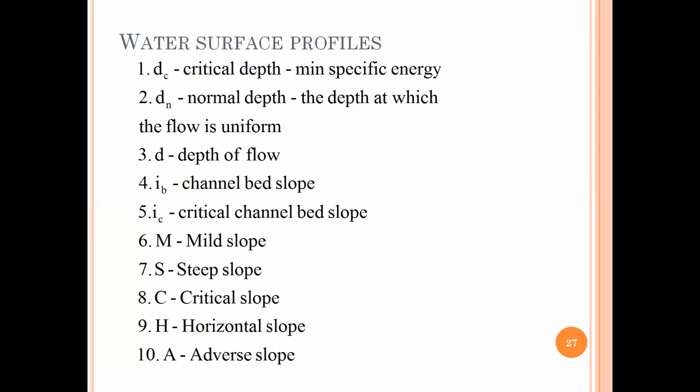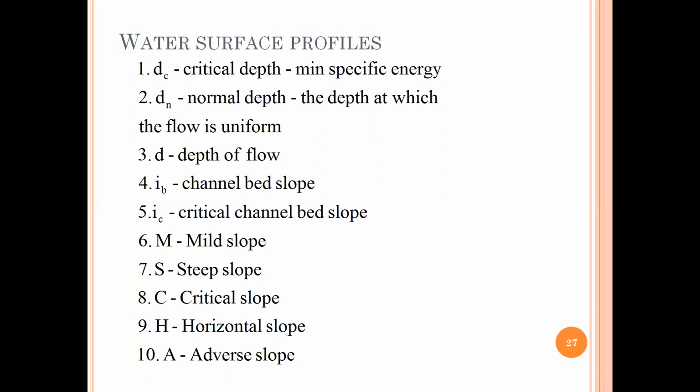The third one is the depth of flow. It is a variable here. Based on the depth of flow only, we are going to draw the different types of profile. The fourth one is the channel bed slope, that is IB. Channel bed slope is also a variable here. And the next term is the critical channel bed slope. For a given discharge, to achieve critical depth, I can have a particular slope, and that slope is called my critical channel bed slope.